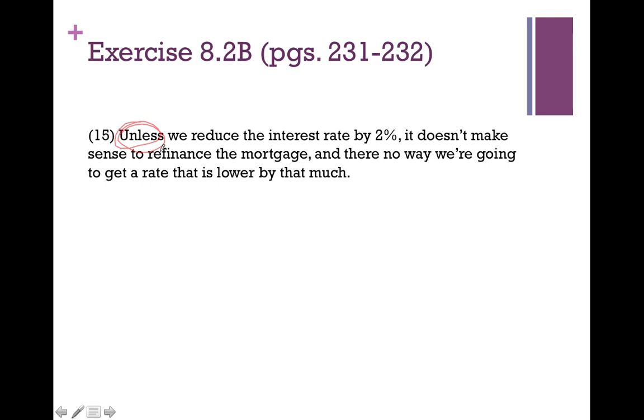Whenever we have something that says "unless," we know that what comes after the unless is going to be your antecedent, and it's not only going to be your antecedent, but we're going to have to say not whatever this proposition is. So it's going to be "if not this, then" whatever comes in the other part of the sentence. So unless we reduce the interest rate by 2%, it doesn't make sense to refinance the mortgage. What are you saying? Well, basically saying if we don't reduce the interest rate by 2%, then it doesn't make sense to refinance the mortgage.